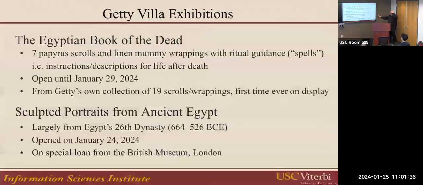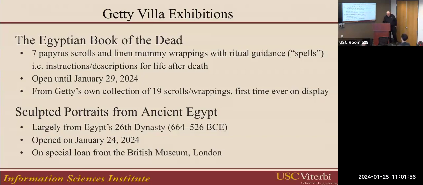So another one opened yesterday. It's Sculpted Portraits, so maybe a little bit less text, on special loan from the British Museum. And then next to the Egyptian Book of the Dead, there's a super cool gold bust of Katie Kaufman's favorite Roman emperor, the philosopher emperor Marcus Aurelius. So that's also cool to look at.